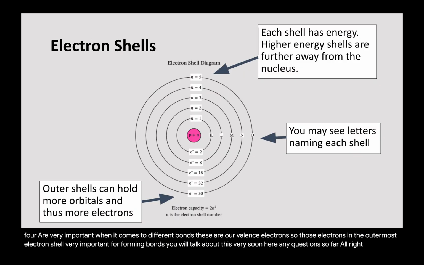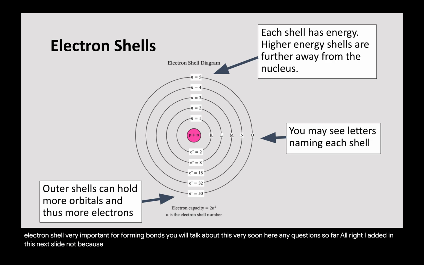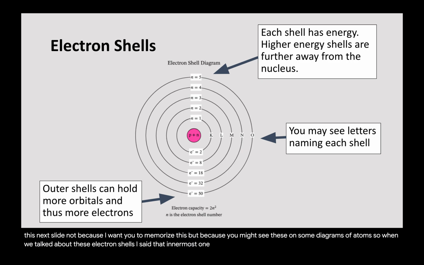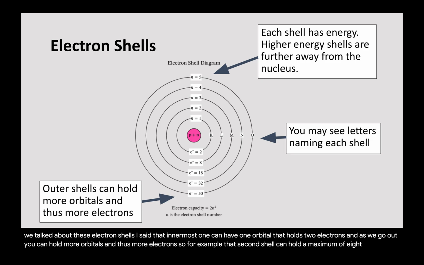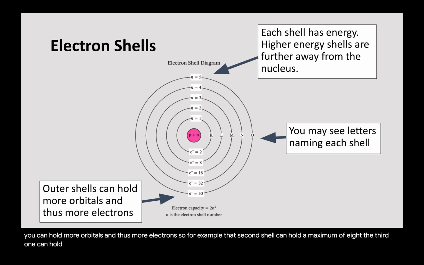All right. I added in this next slide, not because I want you to memorize this, but because you might see these on some diagrams of atoms. So when we talked about these electron shells, I said that the innermost one can have one orbital that holds 2 electrons. And as we go out, we can hold more orbitals and thus more electrons. So for example, that second shell can hold a maximum of 8. The third one can hold 18, 32, 50, and so on, right? So it can get very large very quickly.